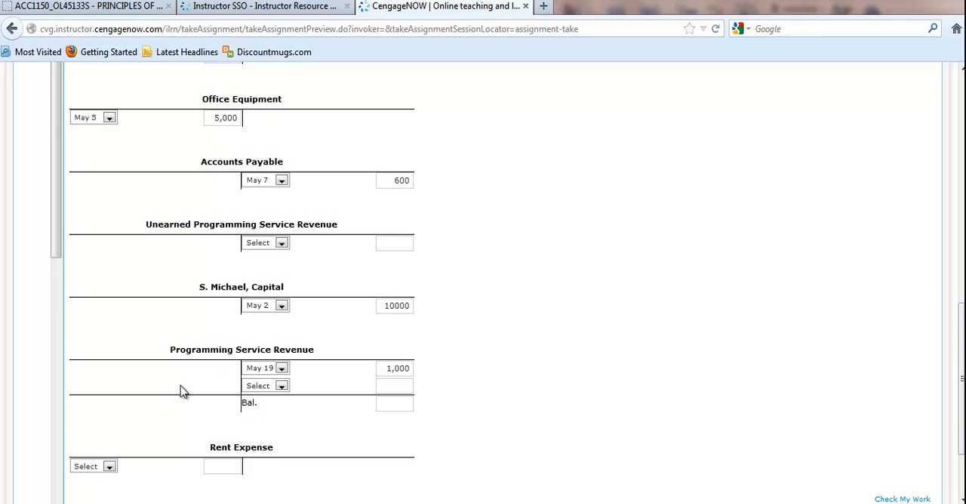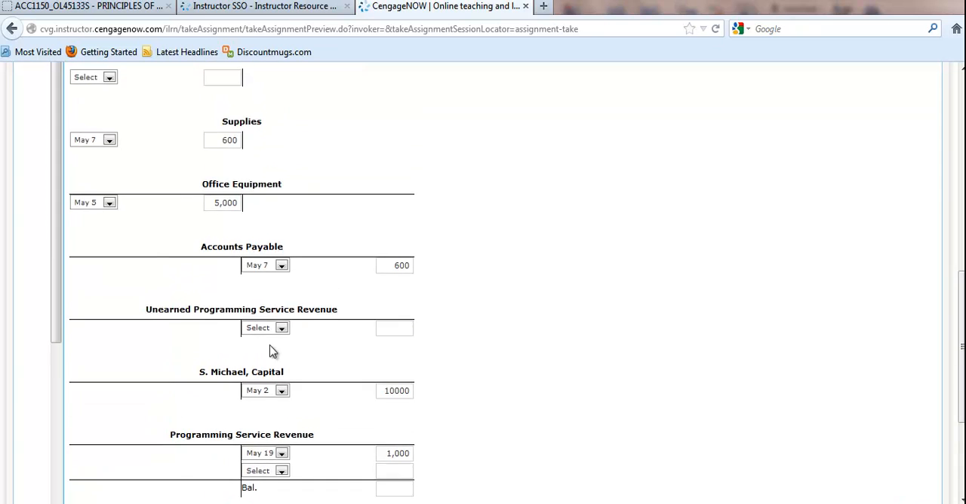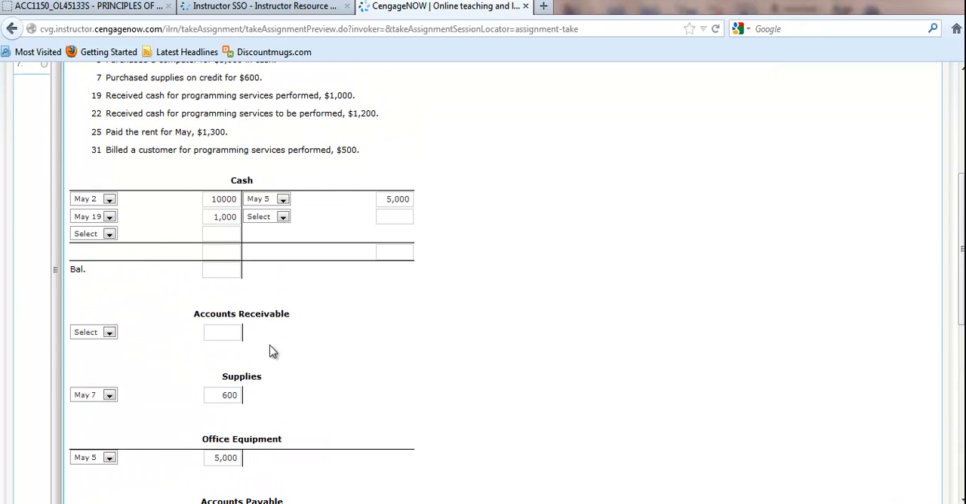And keep in mind that your revenue accounts will never, ever, ever be debited for a normal transaction, because I can't unearn it. I can't take that away. All right, so the next one.